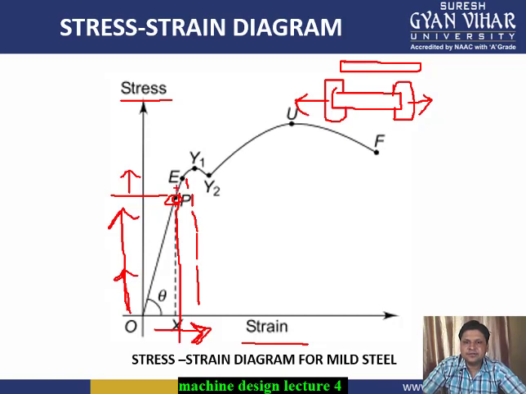This property of a material, by virtue of which it comes back to its original position, is known as elasticity. A material has a limit till which it can perform this property of elasticity, and that limit is the elastic limit. Till this point E, if you load any specimen with external load and then remove that load, the material will again come back to its original normal position.